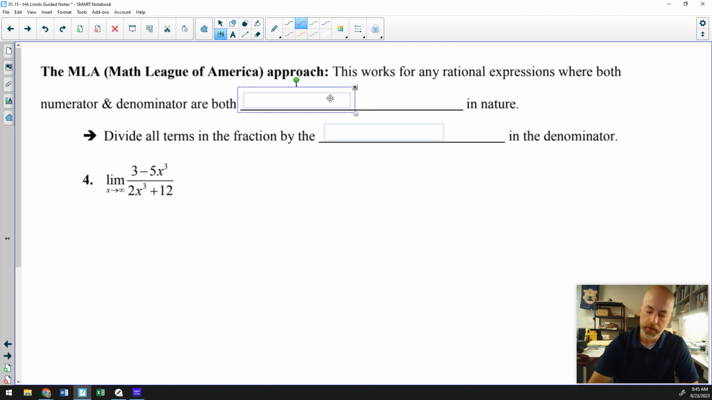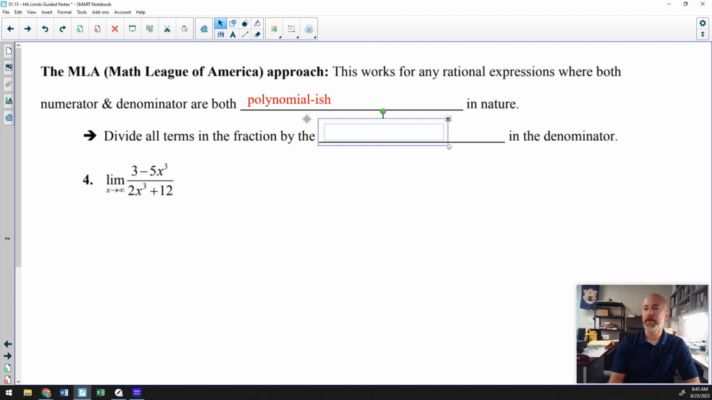And this will work anytime that your numerator and denominator are polynomial-ish. I'll put that ish at the end because this technique does work if you happen to have a square root of x or things like that. But as long as you have x to number powers and you're not looking at exponentials, logarithmic, trig, things like that, then this technique can work. And what we do is we look in the denominator and we find the highest power of x that is in the denominator, and we will divide every single thing in the fraction by that high power of x.